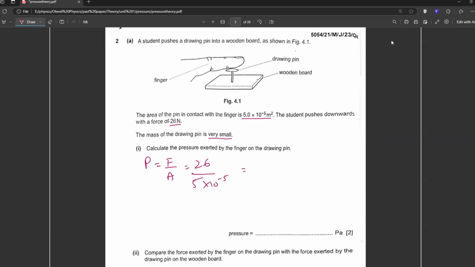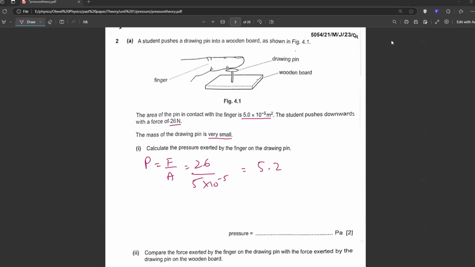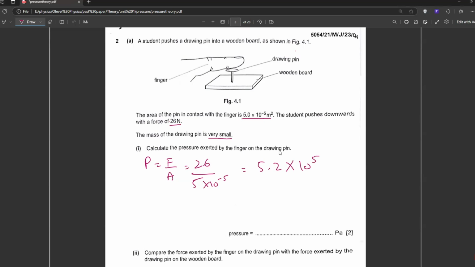This gives you a value of 5.2. This is your area, right? This is your force. 5.2 into 10 raised to the power of 5 pascals is your pressure. Okay. Yeah, that's great.